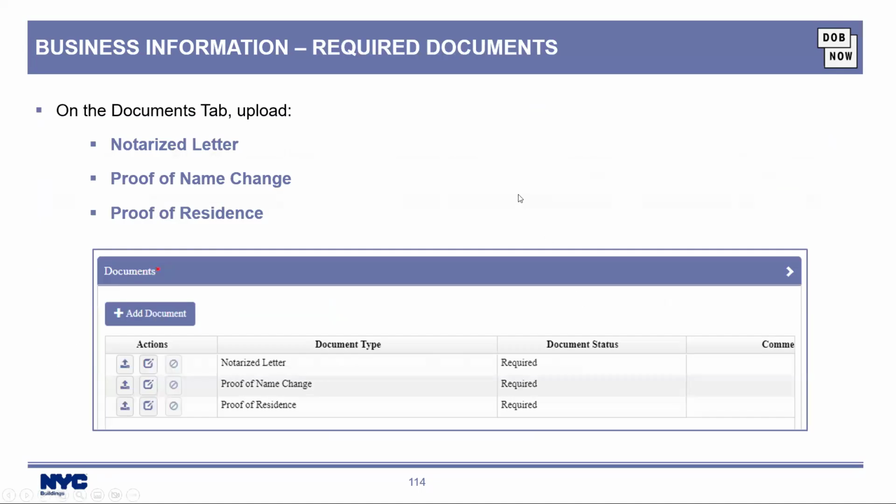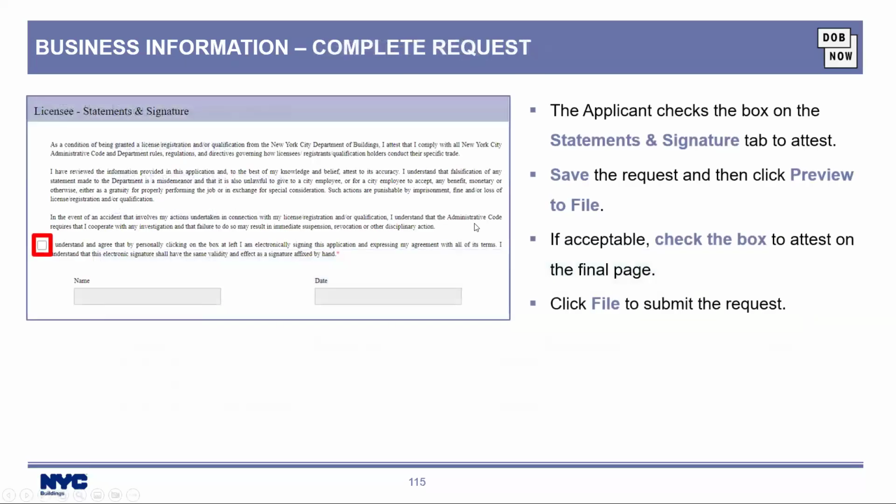There are required documents for business information, and you'll need to upload those required documents. On the Statements and Signature tab, there is a checkbox you must click to attest, and then you'll click Save and then Preview to File. If everything's good, you'll check the box to attest on the final page and click File to submit the request. There is no fee for changing business information.